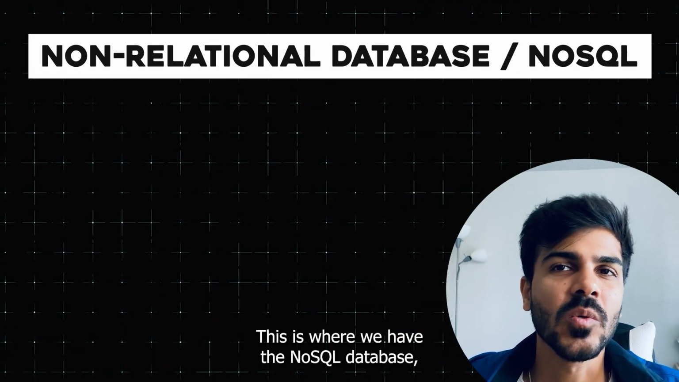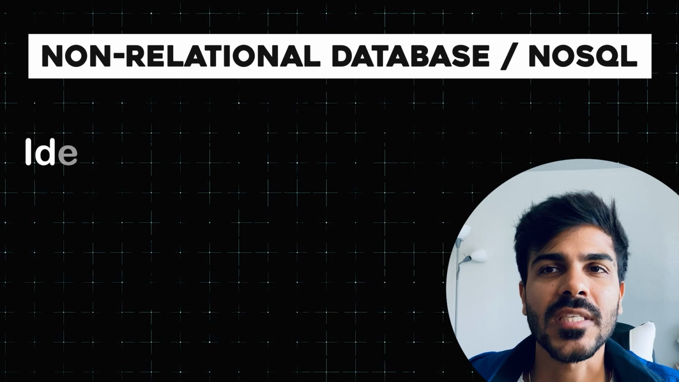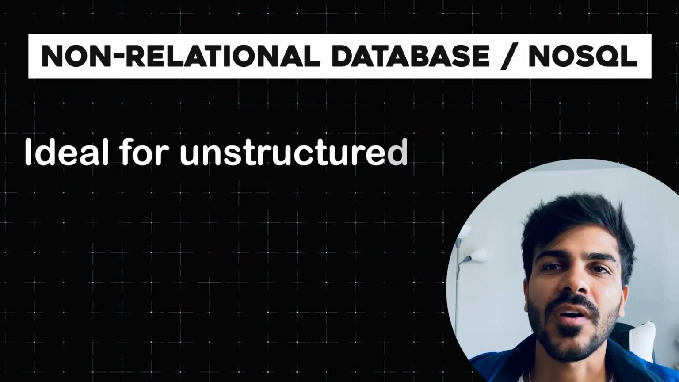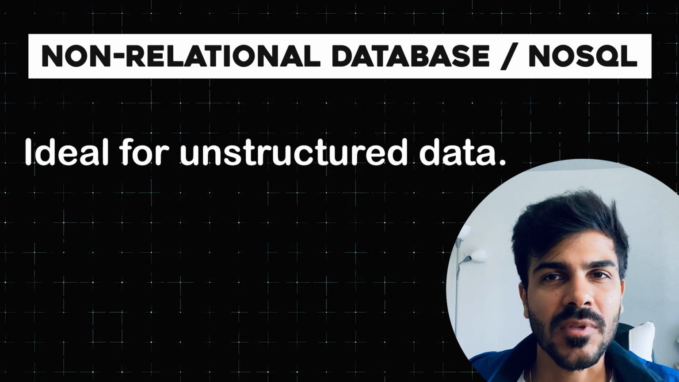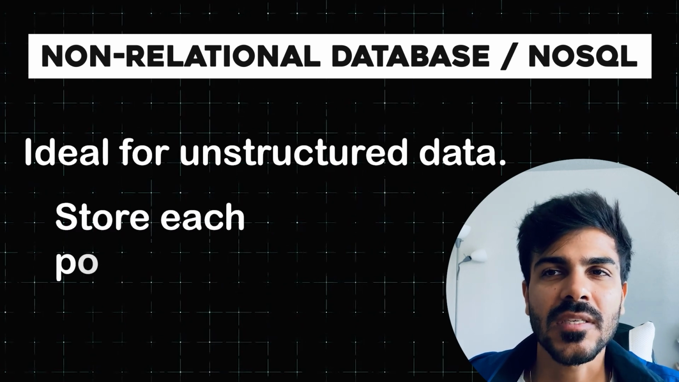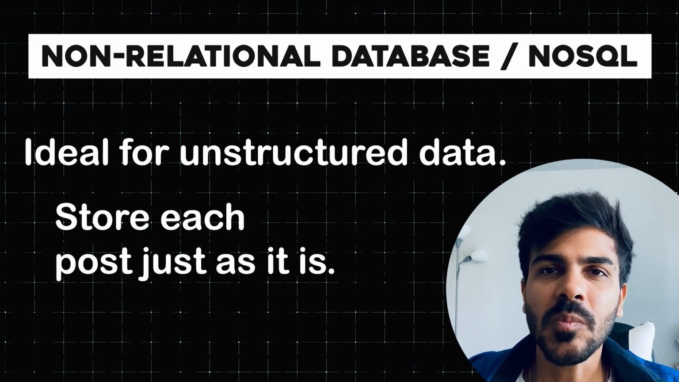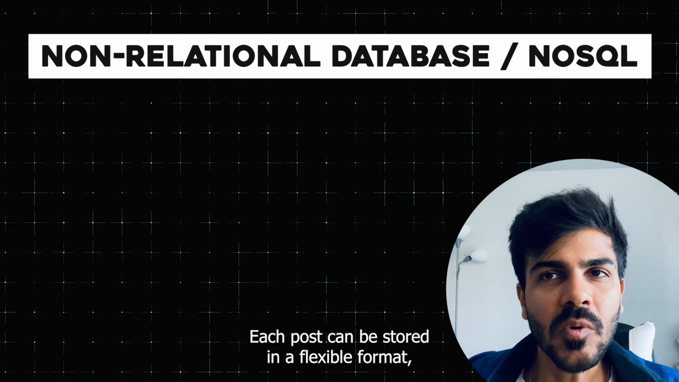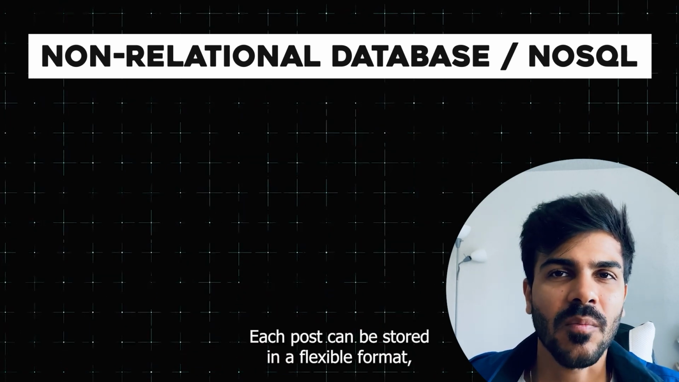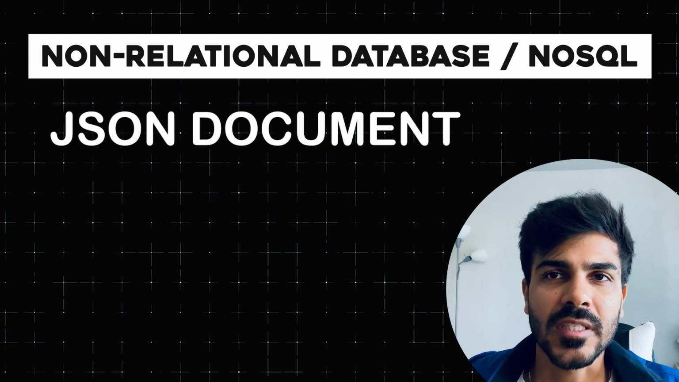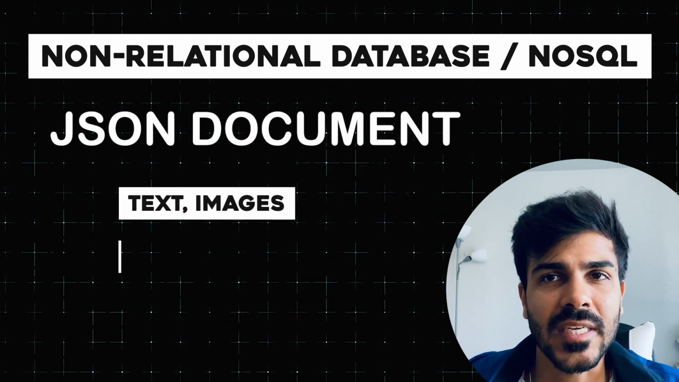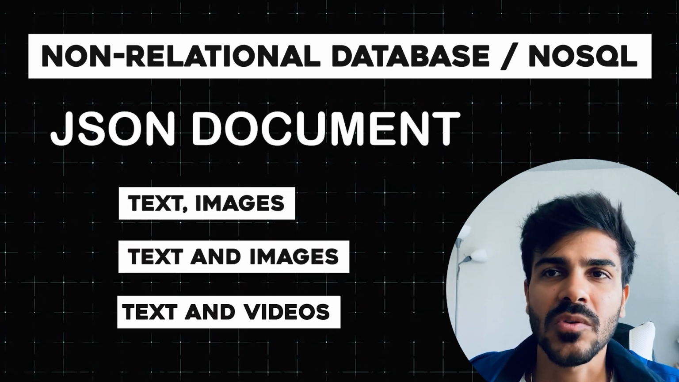This is where we have the NoSQL database, which is ideal for handling this kind of unstructured data. So instead of forcing everything into a rigid table, NoSQL databases allow you to store each post just as it is. Each post can be stored in a flexible format, like a JSON document, which can handle different types of data: text, images, text and images, text and videos, anything.